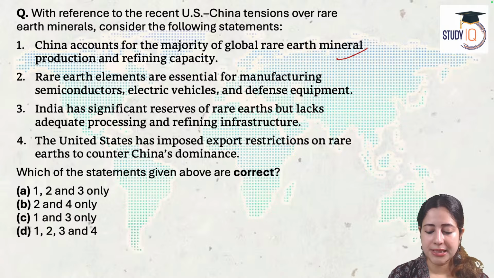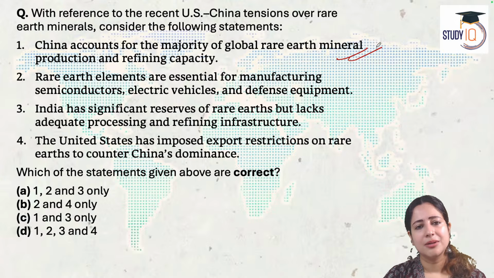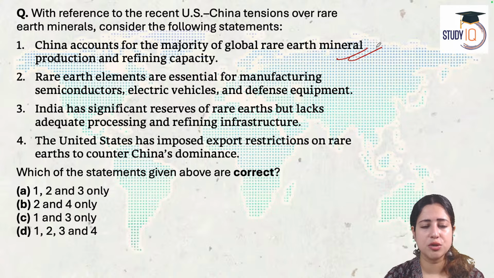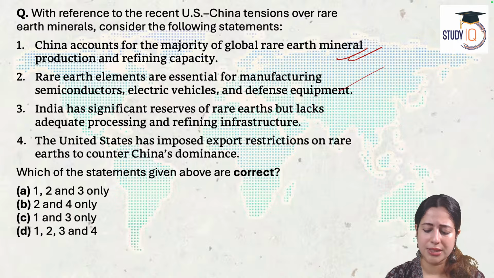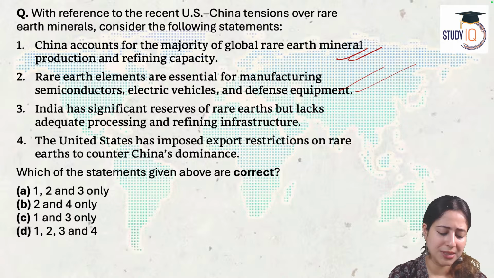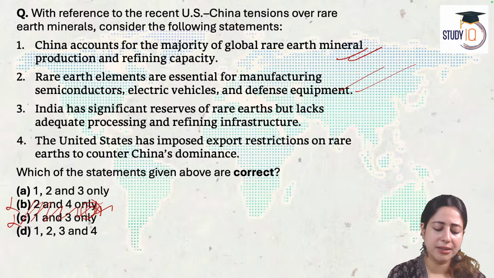Let's look at the first statement. First statement is correct. Why is it correct? Because we all understand China owns 90% of refining capacity of rare earth materials, 70% of reserves. Correct. Second, rare earth materials are important for making EVs, solar cells. Correct. 1 and 2 are 100% correct. If 1 and 2 are correct, that means B and C anyway cannot be correct. Now A and D are confusing.